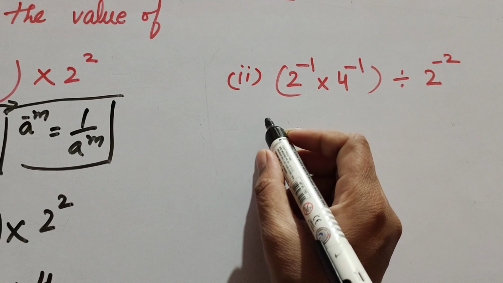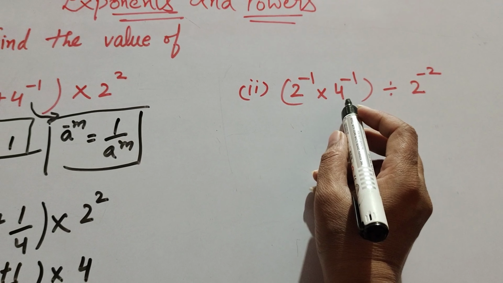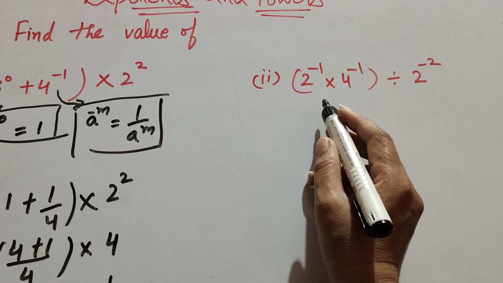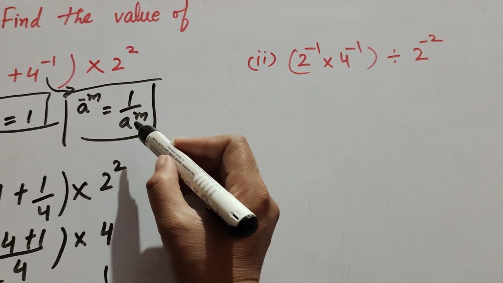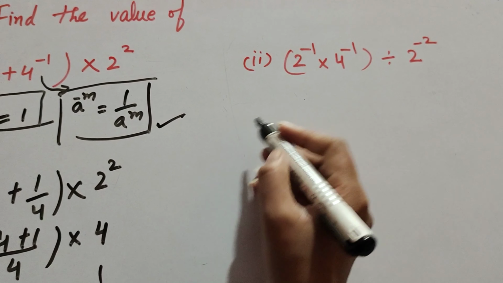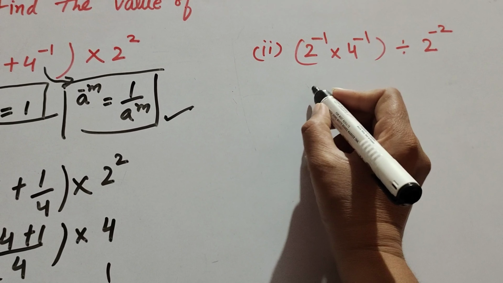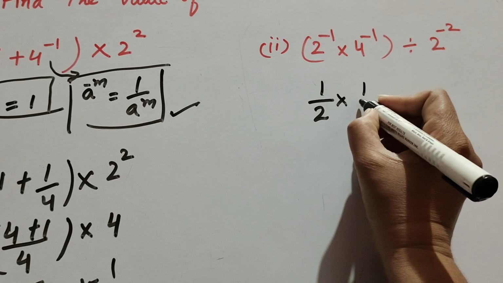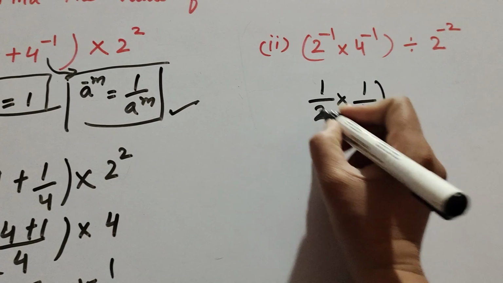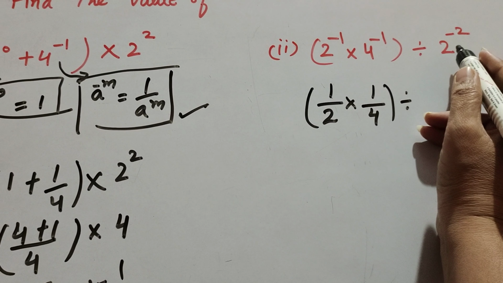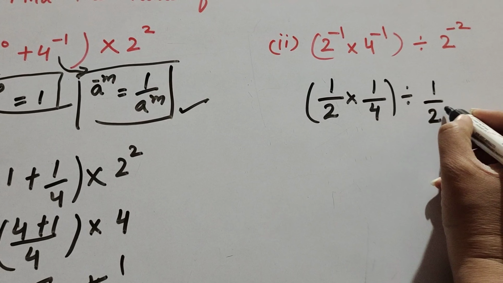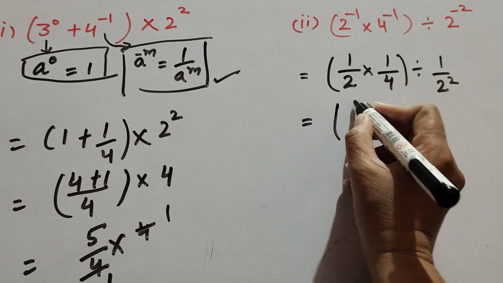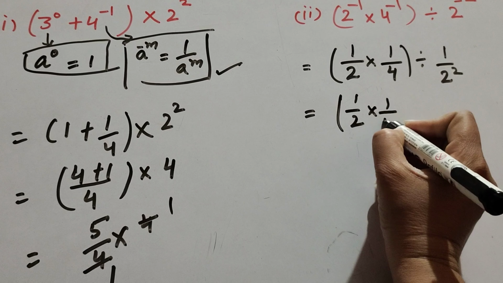So in question number 2, 2 raised to power minus 1 multiply by 4 raised to power minus 1 divide by 2 raised to power minus 2. And in this question we use the rule a raised to power minus m equal to 1 over a raised to power m. 2 raised to power minus 1 equal to 1 over 2, multiply 4 raised to power minus 1 equal to 1 over 4, divide by 2 raised to power minus 2. It is 1 over 2 raised to power 2. 1 over 2 multiply 1 over 4.